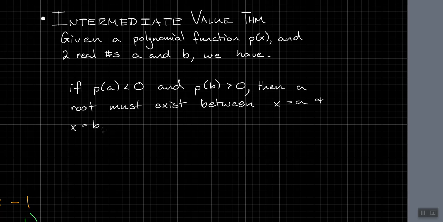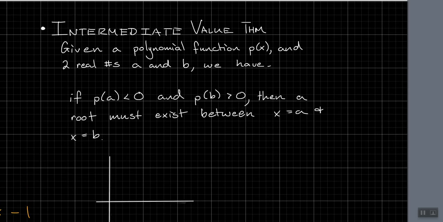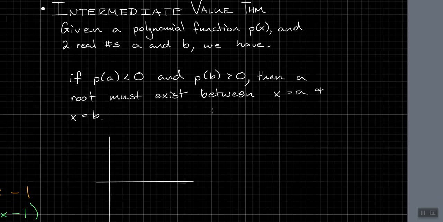If you give me two values on a polynomial function and one of them is negative and the other one's positive, guaranteed there's a root between them. Graphically, it is immediately clear, I think. If you want the graphical version of this, I'm going to make it so I can see a negative as well. Intermediate value theorem, and I can show you my notes here in a second. Okay, so check it out.